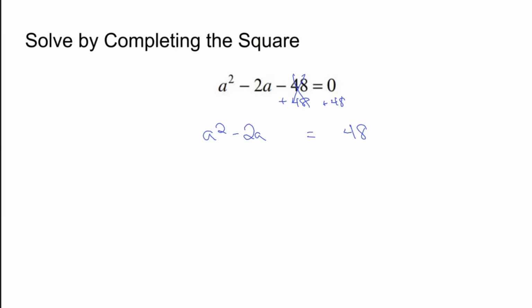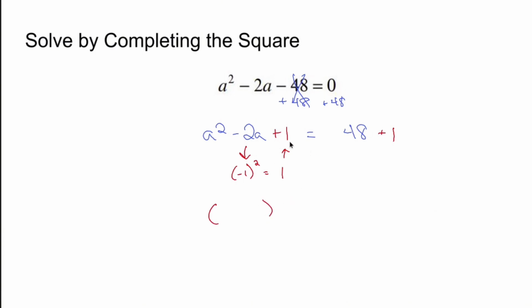Now I have this space here because the next step is going to be weird. Take half the number in front of a. So in my mind I'm thinking, all right, half the number in front of a is going to be -1. Square that, which becomes +1, and add that number to both sides. Okay, so now I have a squared minus 2a plus 1.